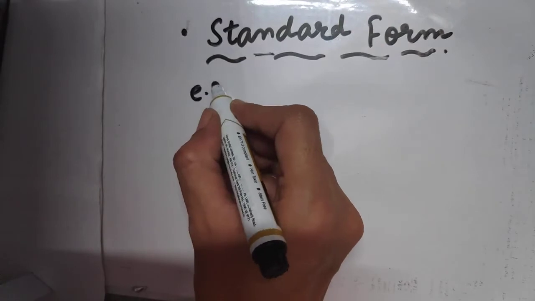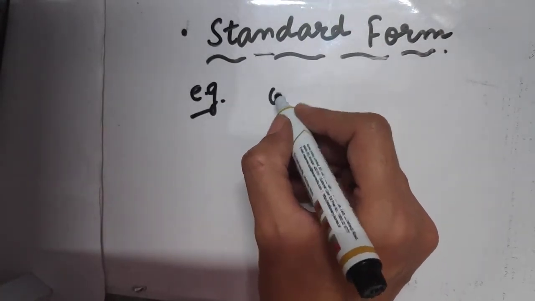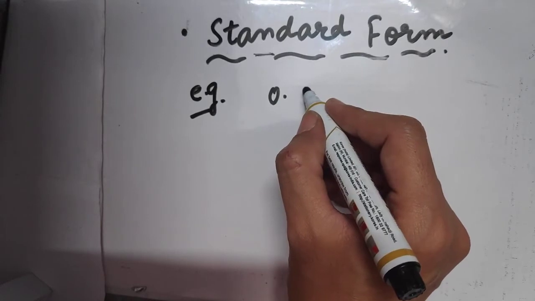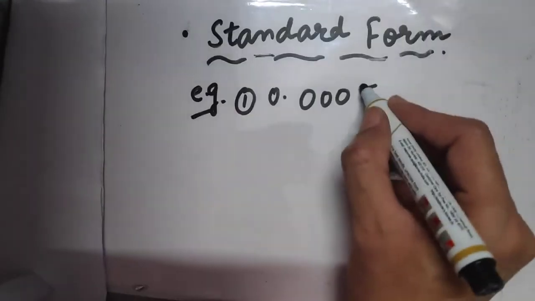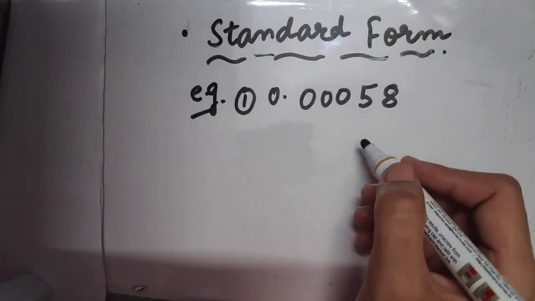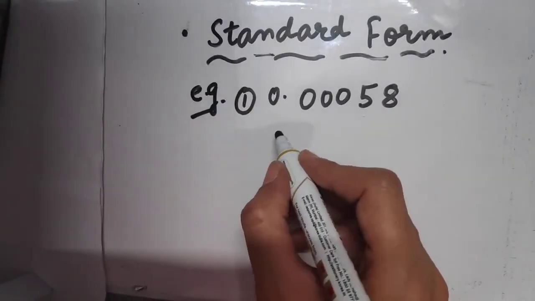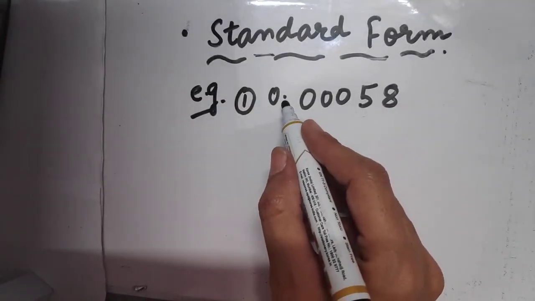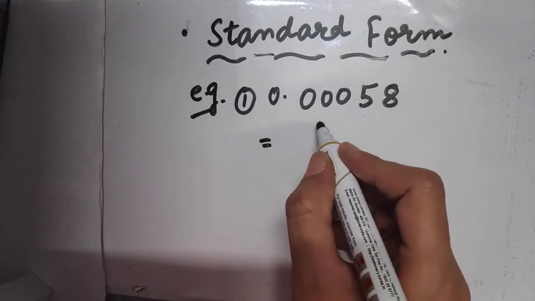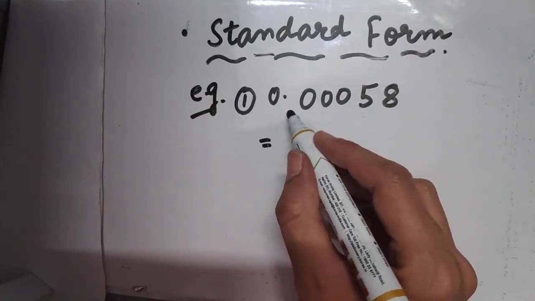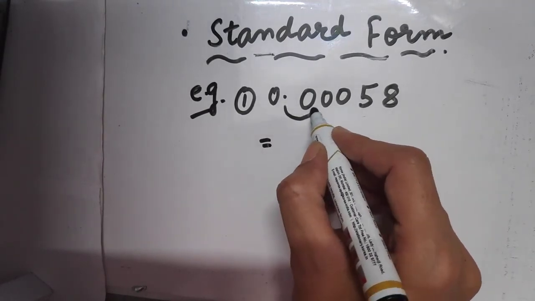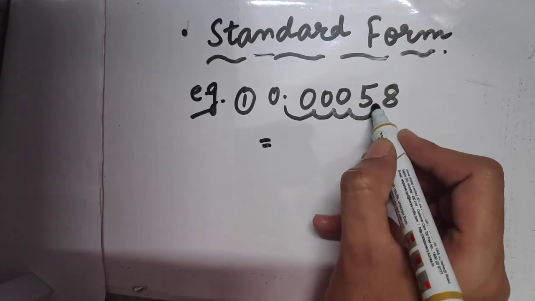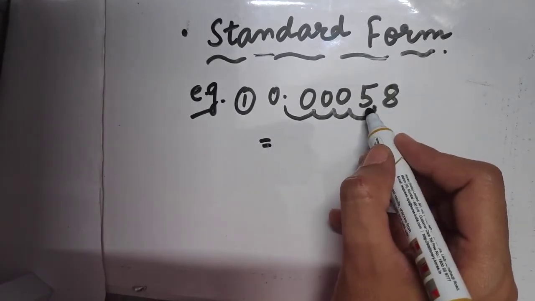For example, if I need to convert this decimal number into standard form, how will I convert? This is the first example I am taking. It is 0.00058. Now this is a decimal number. I need to convert it into standard form. So I need to move this decimal from left to right till I get the first digit. This is one step, 1, 2, 3 and 4. Here I will stop because I got the first digit, that is 5.